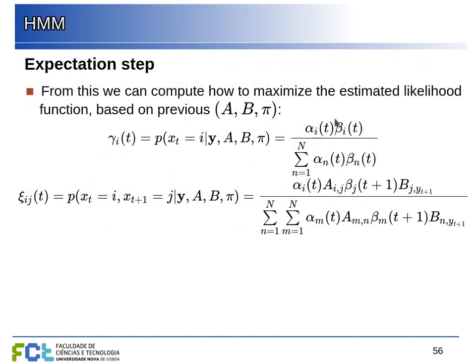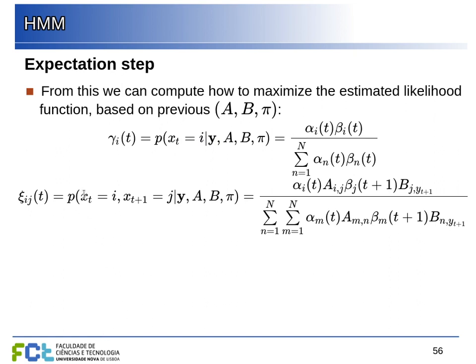So we multiply these two together, and we divide this by the sum that we get over all possible states at time t. So we have all of these alphas and betas computed for all the possible n states. The fraction of this product over the sum for all the possible states gives us the probability of being at state i at time t, knowing what we know about the whole sequence of observations.